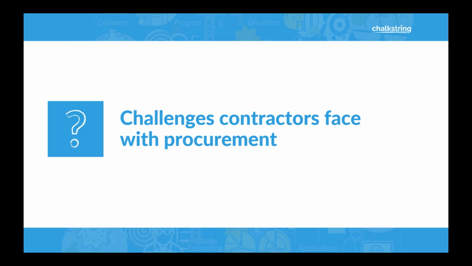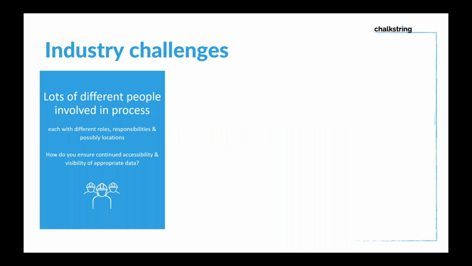So let's start off with the typical challenges that contractors face when procuring. This is based off experience of working with customers as they come to us and talk to us about their problems, and we onboard them on Chalkstring. So these are generic challenges we see, and these are really industry challenges rather than company specific.